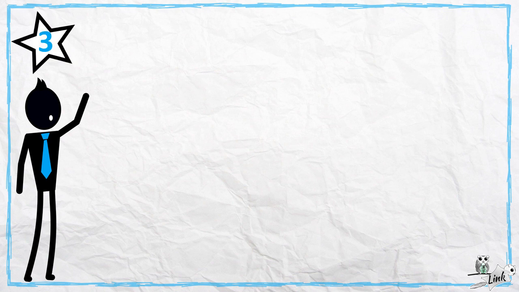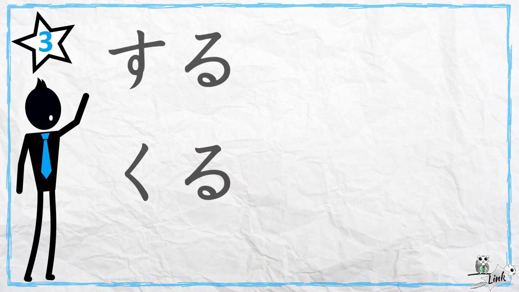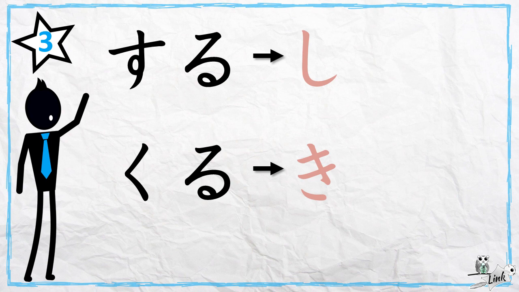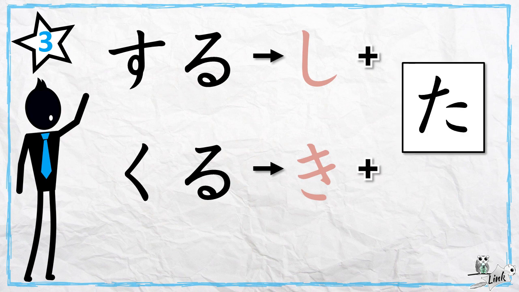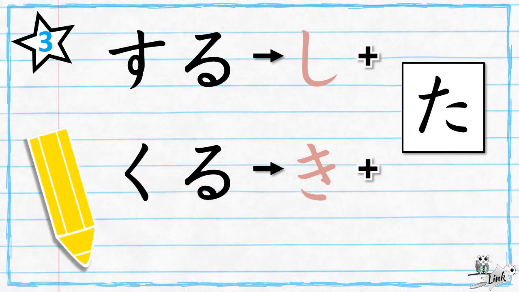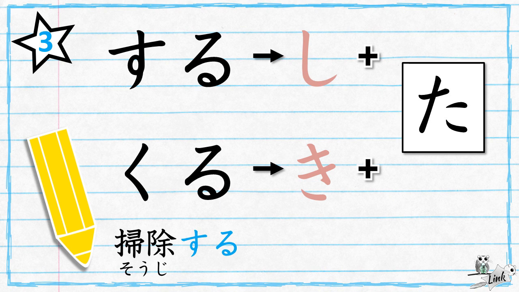Group 3 is also easy. The 2 irregular verbs suru, to do, and kuru, to come, have the same conjugation as masu form. Suru becomes shi and kuru becomes ki. Then we just add ta. Let's practice with sôji suru, to clean. You have just finished cleaning, so you can say sôji shita.